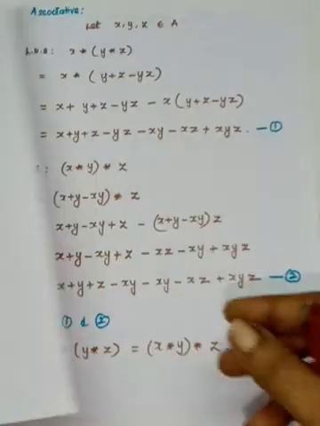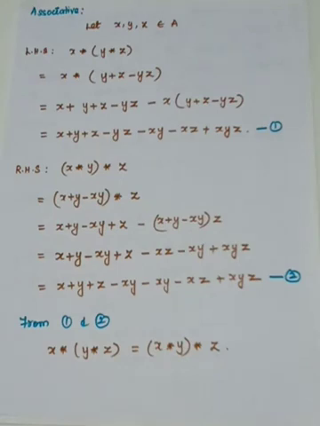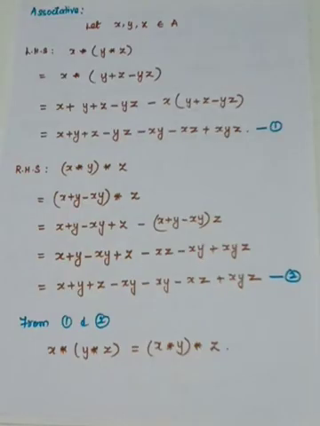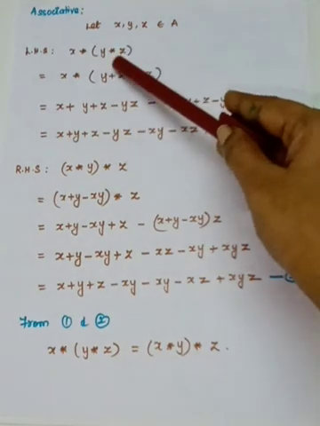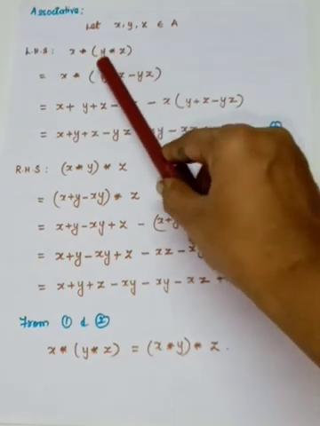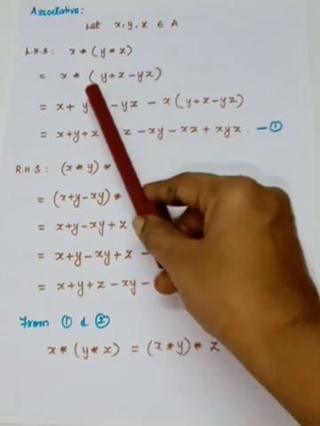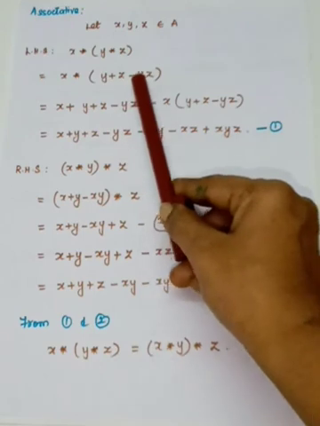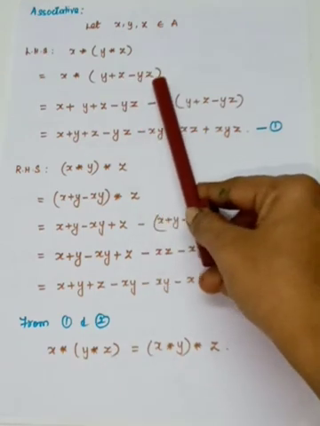Now we'll come to associative. For associative, how many elements do you have to take? You have to take 3 elements. One is x, another one is y, another one is z. So we have taken 3 elements. First we are going to find x asterisk (y asterisk z). Which one has to be evaluated first? The bracket term has to be evaluated. Here asterisk is between y and z. So y is the first number and z is the second number. So you have to write the first number plus the second number minus the product, y into z.